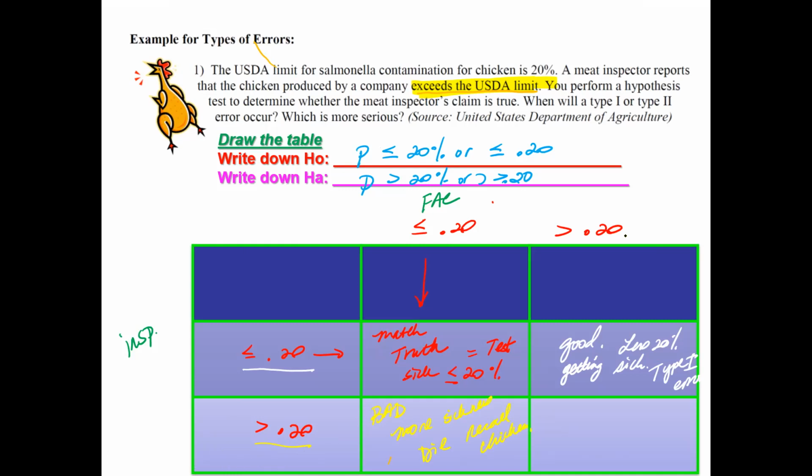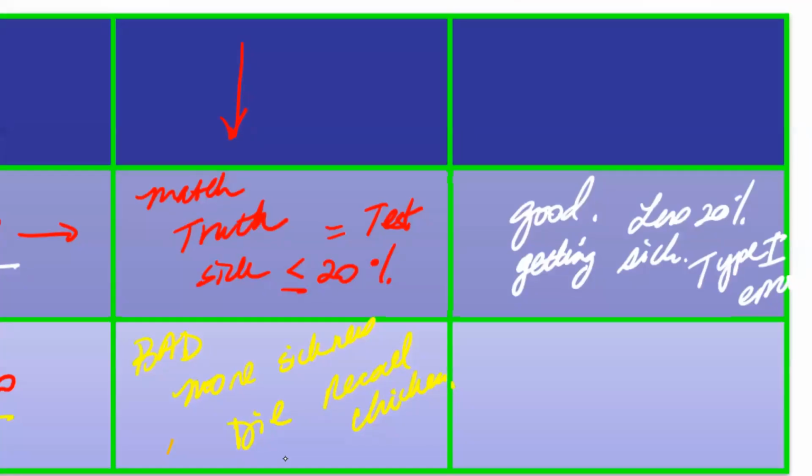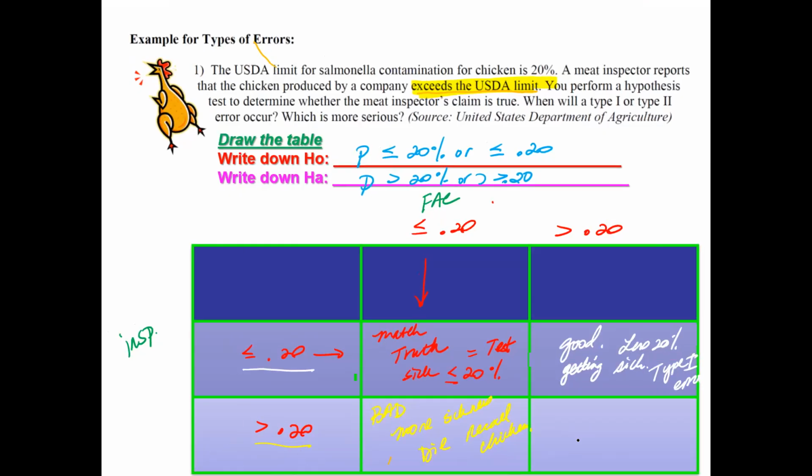Now, on the other hand, if the facility is being truthful and saying, yes, we're getting more than 20% of people sick, and if I go in and test it and say, yep, you are actually getting more than 20% of people sick, then what ends up here is that it's just going to be a bad chicken, and they will have to destroy it. But the good thing is, at least they are honest. Okay, so give them points for being ethical and upfront.